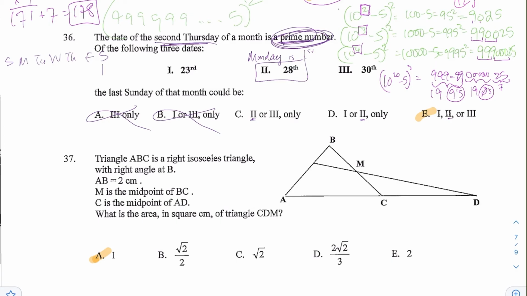And then the last one is if Saturday is the 1st. This Thursday would be the 6th. And then if you add 7 to that, that would be 13. So 13 is a prime number. So this would work as the second Thursday if Saturday is the 1st. And then for the Sundays, just keep adding 7.